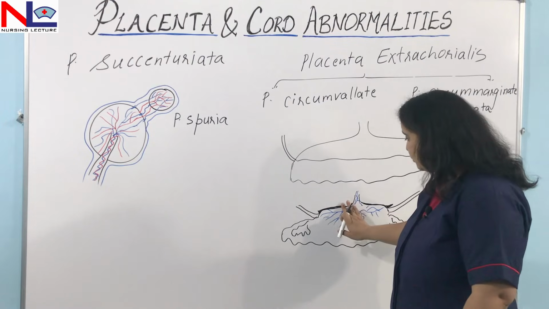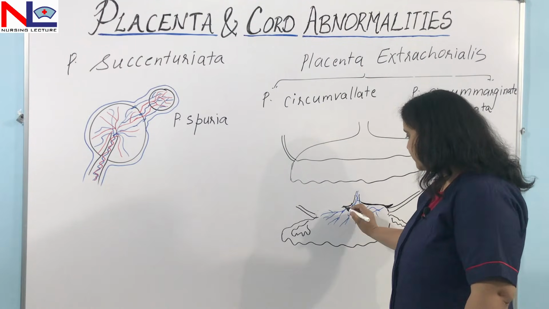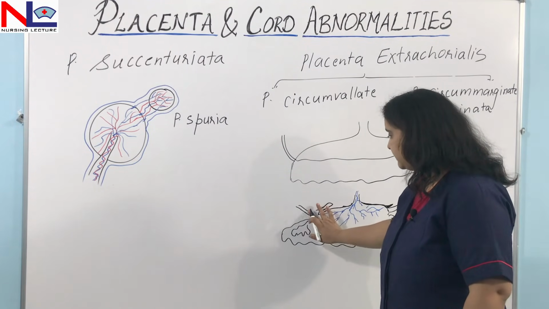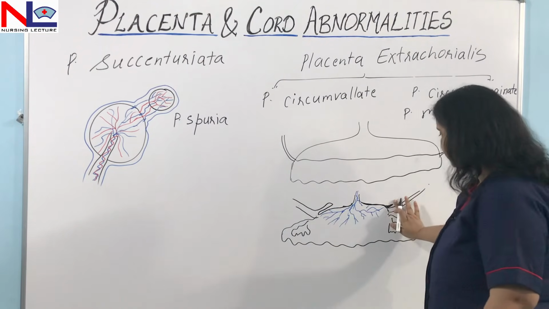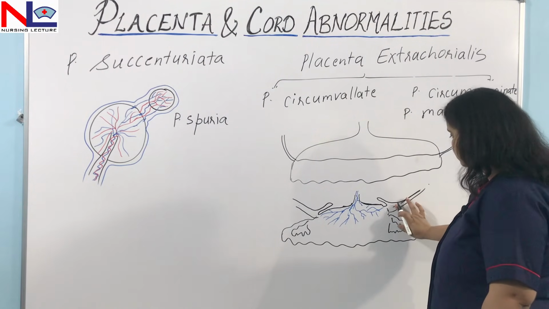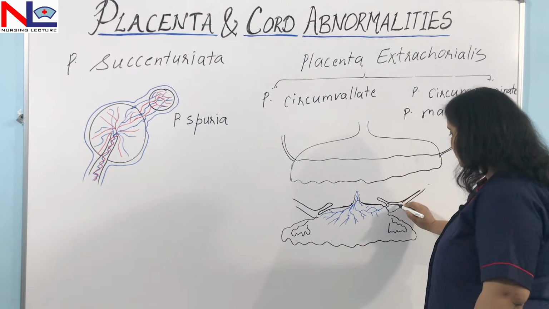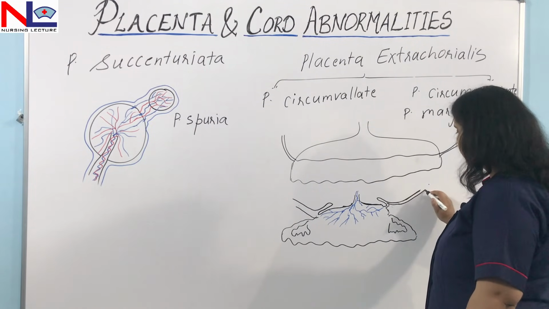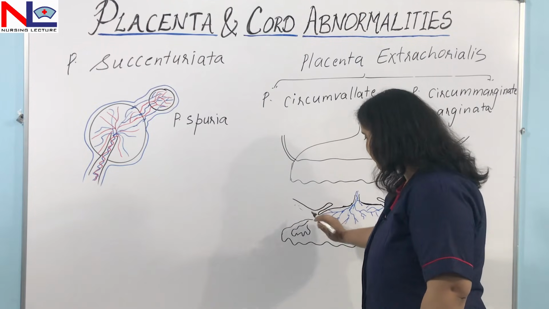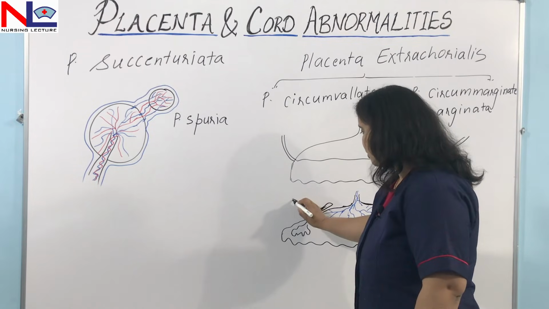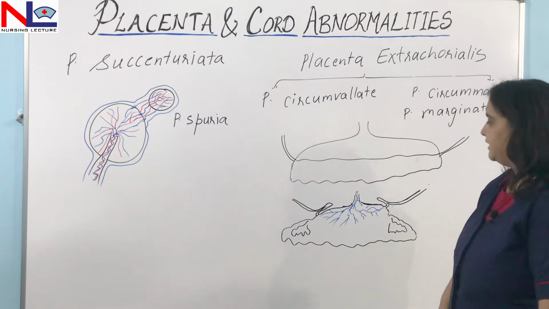The amnion and chorion fetal membrane becomes double folded here. That is, they are rolled back over the chorionic plate. So as they become rolled back, what will happen? They form a thick fibrous ring over the chorionic plate.